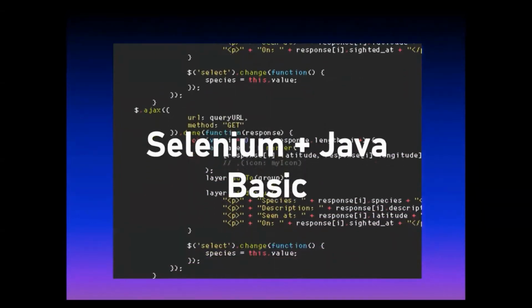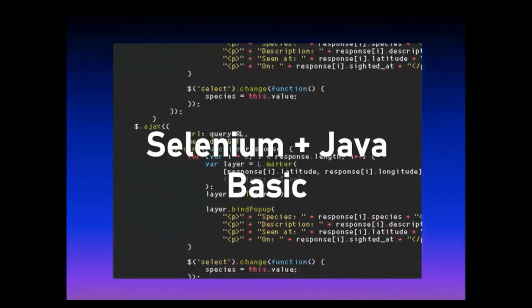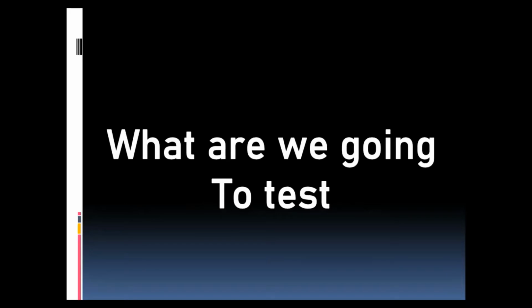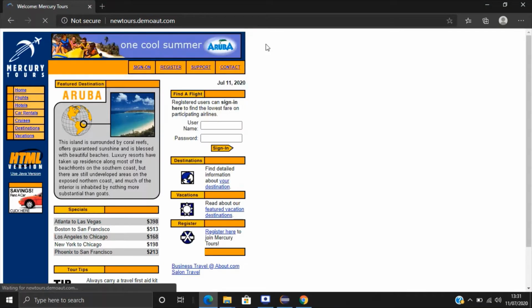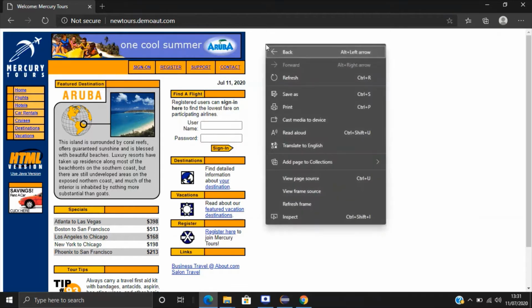Hello friends, today we will see how to write a basic Selenium Java code. So first of all, what are we going to test? We'll go through a test website, newtours.demo.aut.com. Here we can just demonstrate the login function.